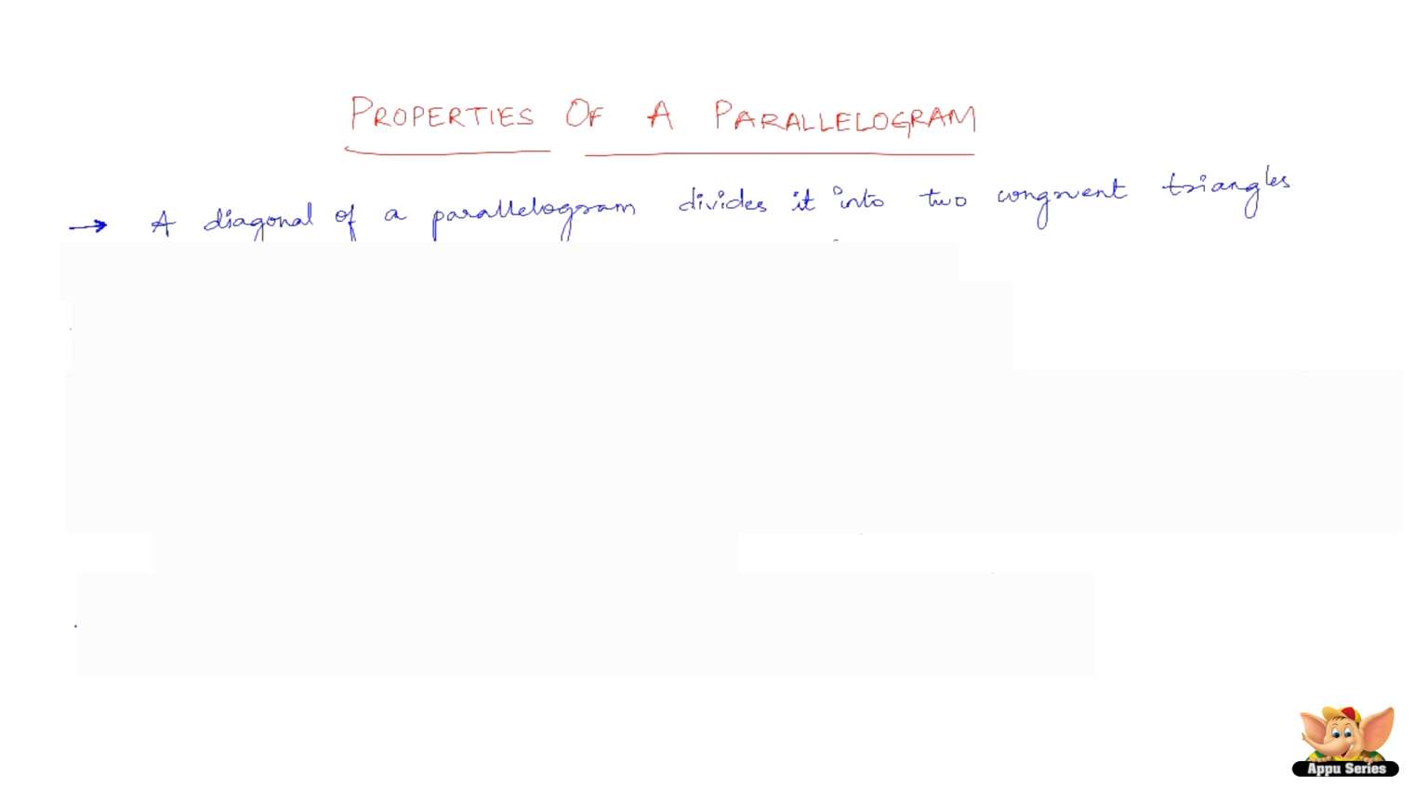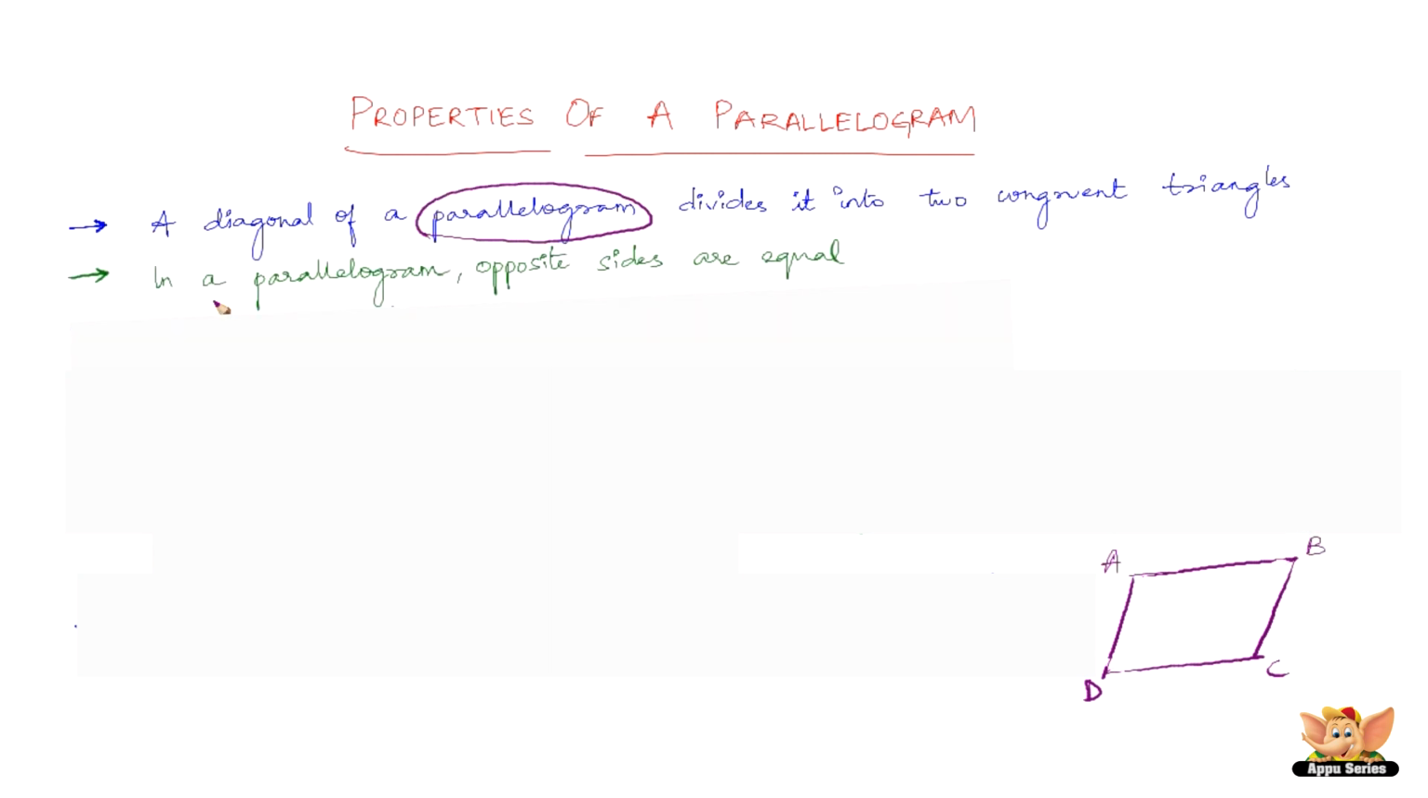So, let me explain this to you. Say, for example, we have a parallelogram A, B, C, D, and then say we have a diagonal, something like this. Now, this is the diagonal. This diagonal divides this figure into two congruent triangles. So, the triangle ABD and the triangle BDC are congruent to each other. So, that is what a diagonal in a parallelogram does. Now, let us see the next point.